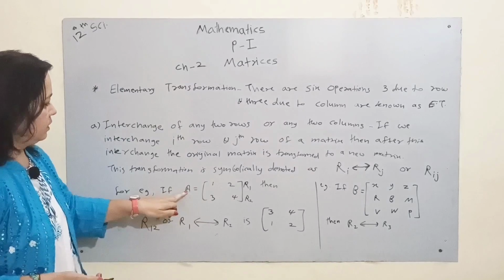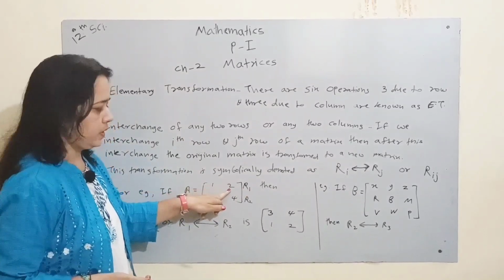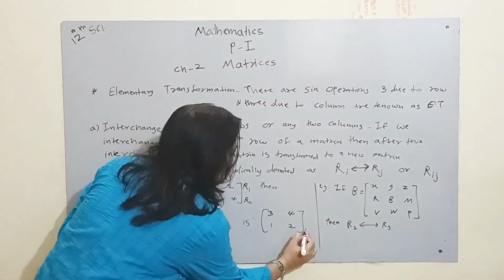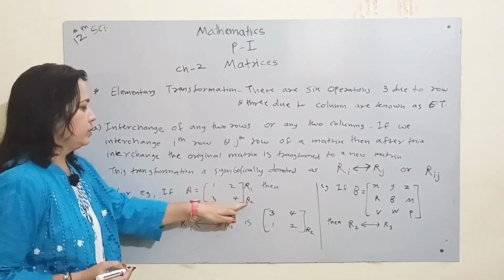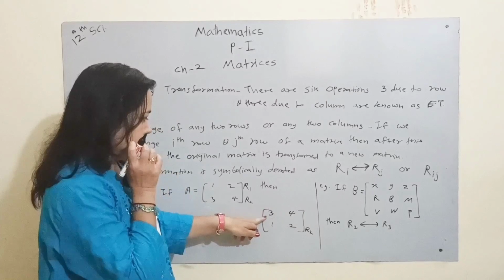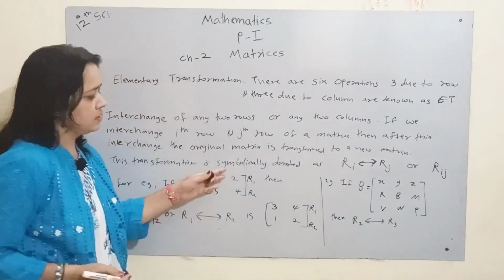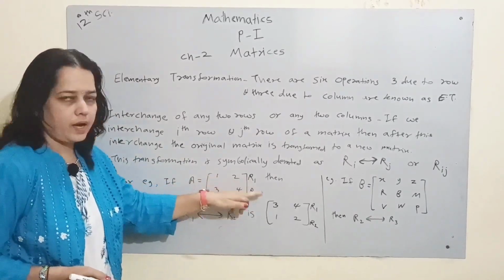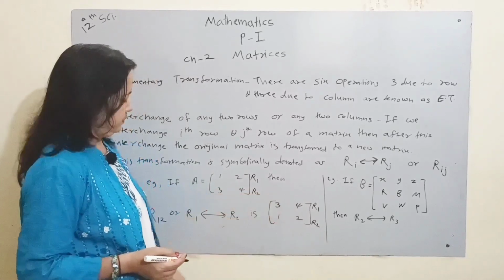Means in matrix A, R1 is 1 2, and here it becomes R2, and in A, R2 means 3 4. In this transformation it becomes R1. So there is a simple operation: instead of R2 we write R1, and instead of R1 we have to write R2.